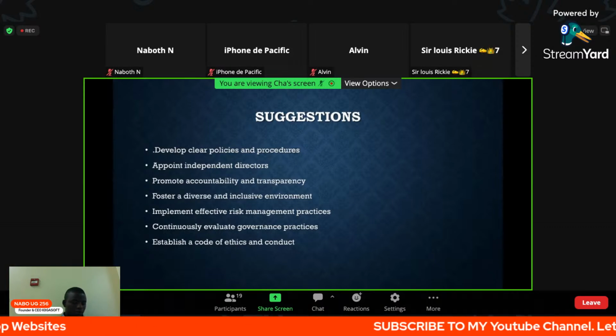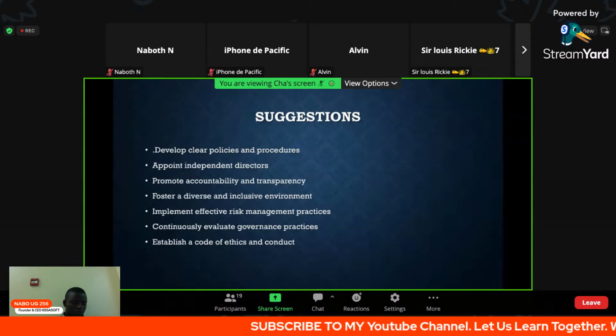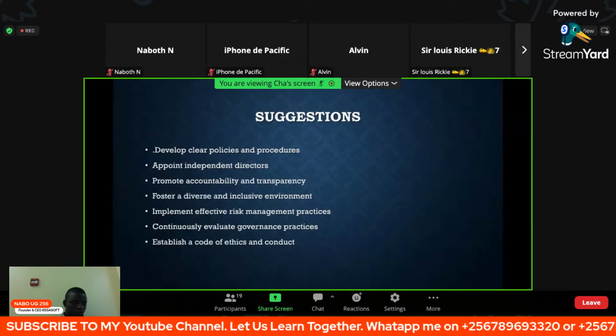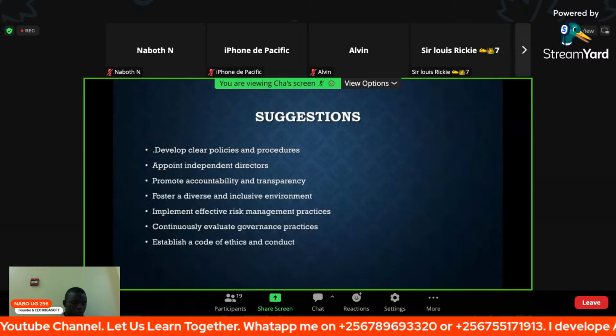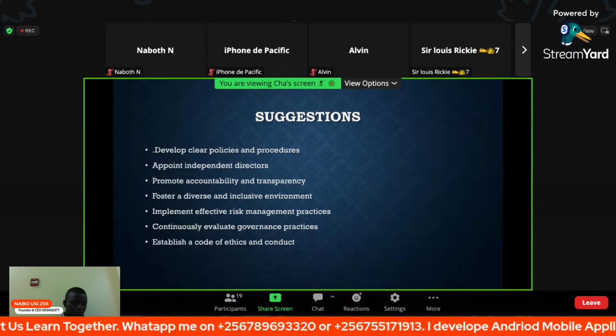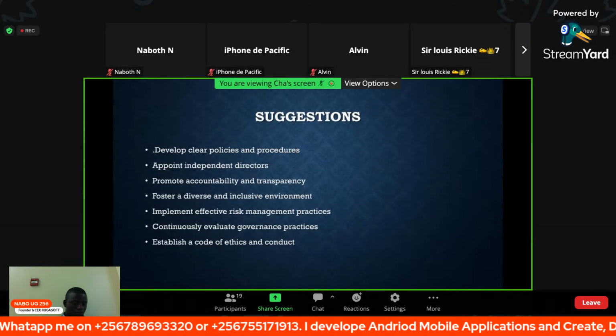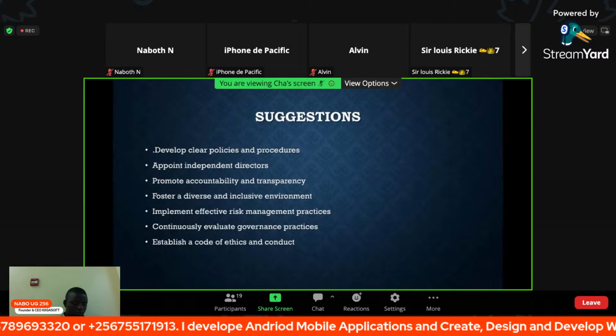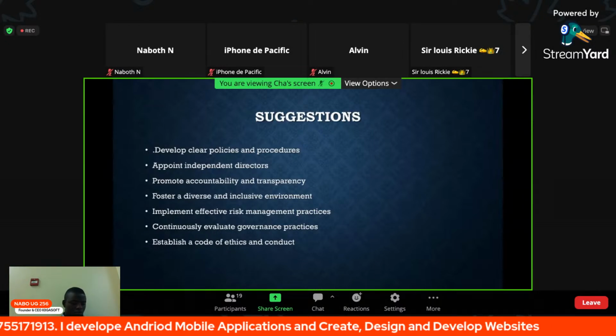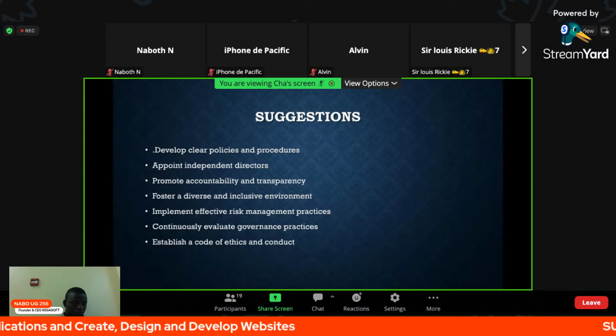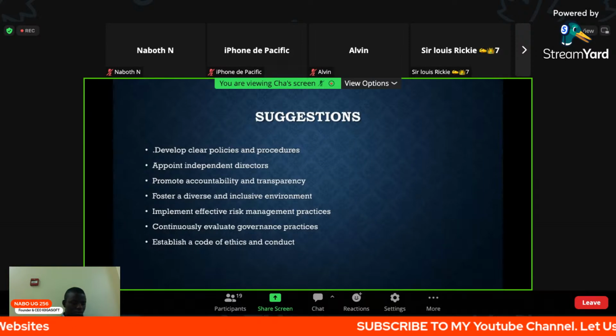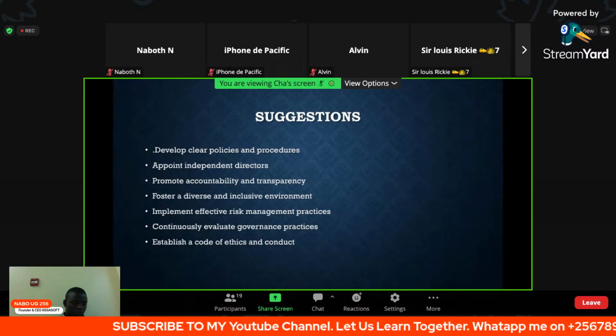The other one will be foster a diverse and inclusive environment. A diverse environment is where you have different managers from different parts of the world or from different places, because as we all know, different people manage things differently and think of things differently. So when you have a diverse environment, you can come up with very clear rules on how to manage your company.